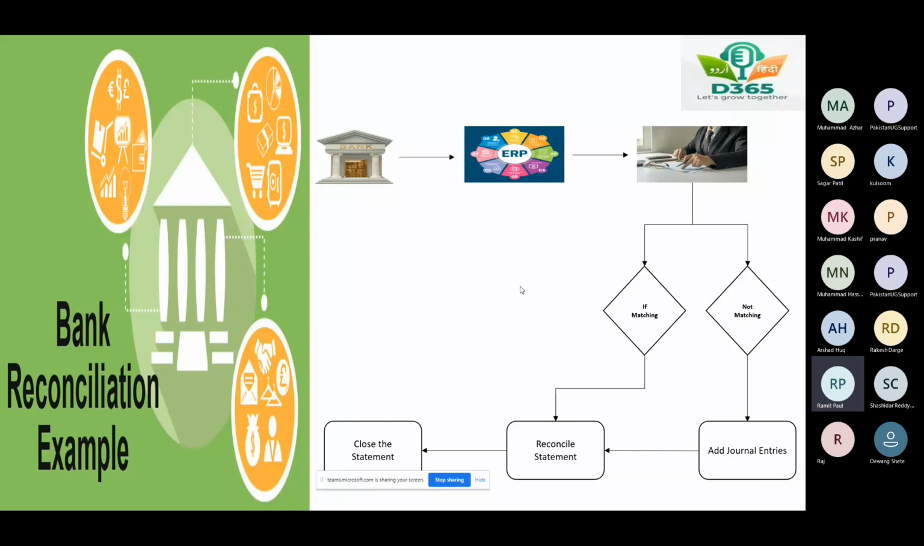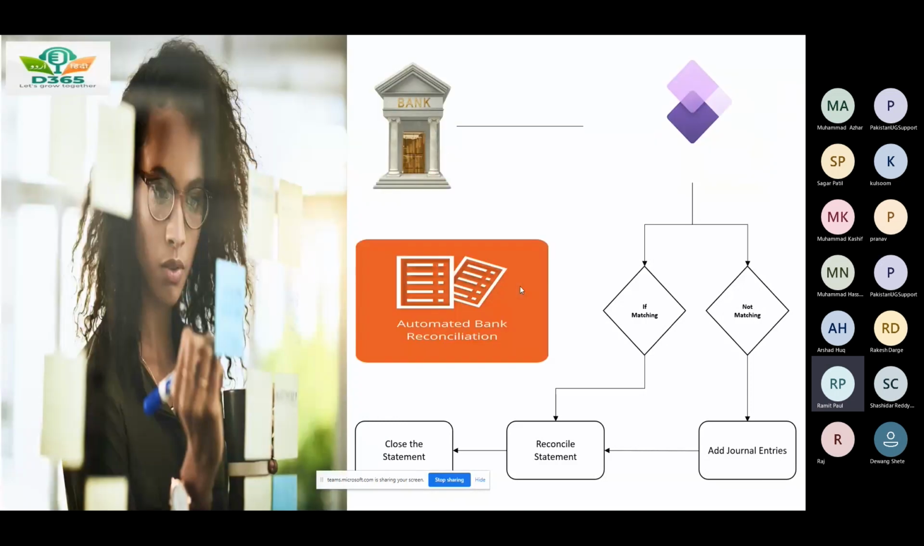I will talk more about Dynamics specifics from now, because this session is specifically about Dynamics 365 Finance and Operations. What are the capabilities, what we can do, whether you can automate everything or not, we will talk about that. Like I mentioned, the bank will send the file, and then the user basically needs to import those statements, and if that is matching, they will reconcile. If not matching, then they will add the journal entries. That is the typical process.